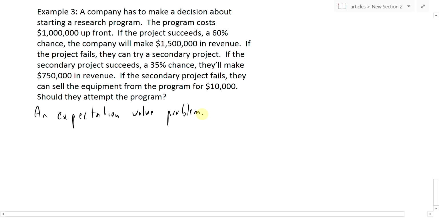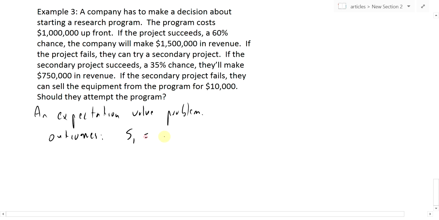And so what are the things we need to do for an expectation value? We need to know what the outcomes are, and we need to know what the numbers are that we want to assign to each outcome, and we want to know what the probabilities are. So, outcomes.